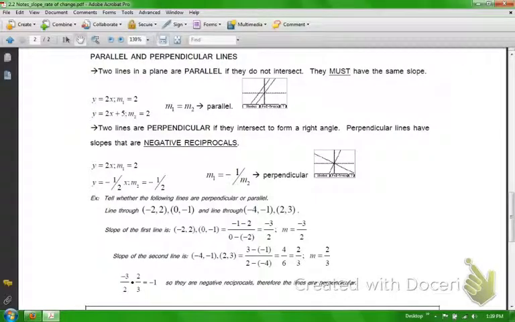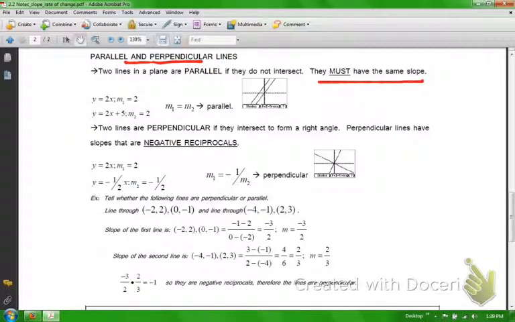All right, let's discuss some specific types of lines, and that would be parallel and perpendicular. Parallel lines are perhaps the ones people find easiest to recognize. These are your railroad tracks: two lines in a plane that do not intersect. They have the same slope. Algebraically, this is your thing.